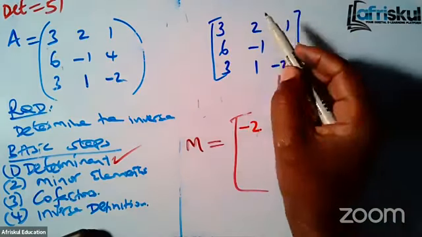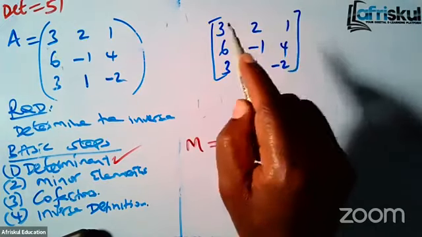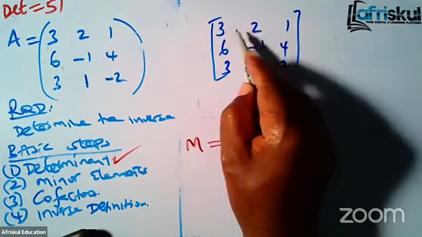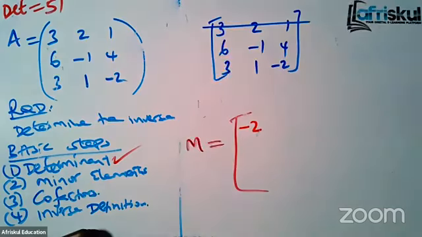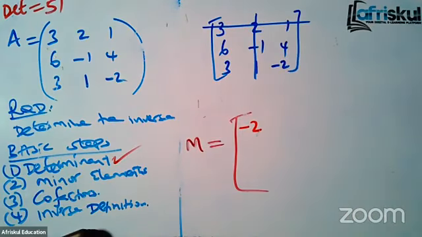So I want to get the minor element of these 2. How do I do it? Look at the row and the column that defines it. So this one is in row number 1. So cover it like that. Cover the column which also defines it like that. By doing that, I'm left with 4 numbers. I'm left with a sub-matrix. So this sub-matrix, what do I do with it? I want to get its determinant.